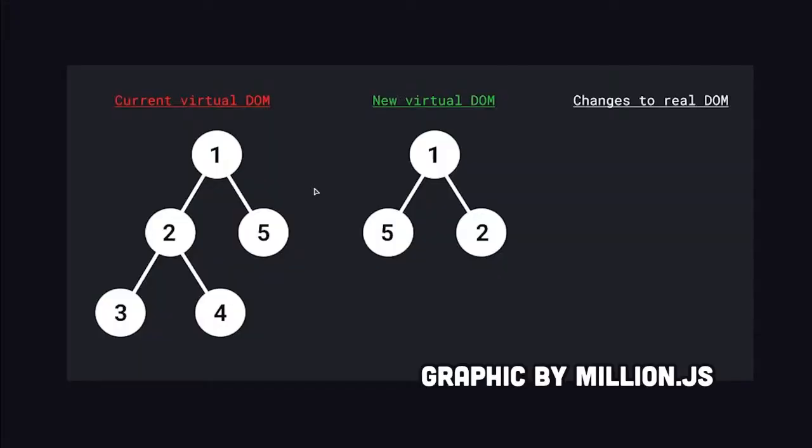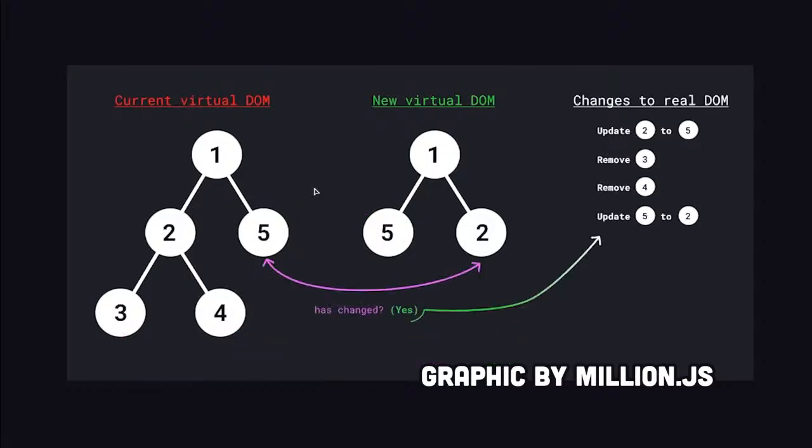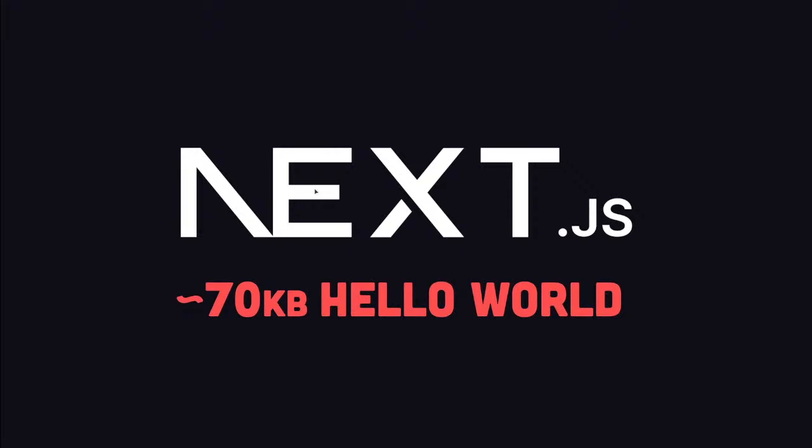React.js uses a runtime called the virtual DOM. It keeps track of data changes in the application in order to render them in the actual DOM in the browser. The drawback is that this runtime requires some initial JavaScript, and in frameworks like Next.js, your baseline is around 70 kilobytes just to render a hello world.